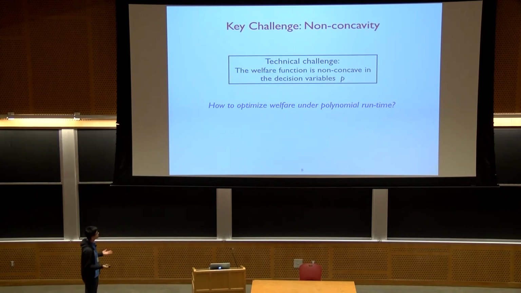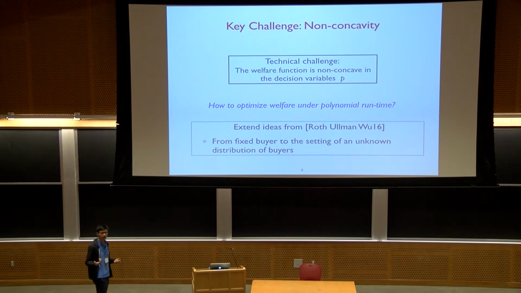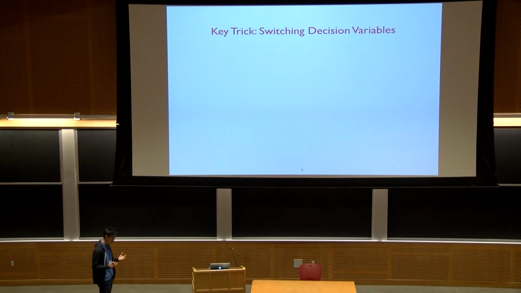In this paper, we extend some of the ideas in our previous work in STOC 16, which was designed for selling items to a fixed buyer. We try to extend these ideas to the setting with an unknown distribution of buyers. Using this technique, we can also solve our problem in this stochastic setting. The key trick in our work is the idea of switching decision variables.